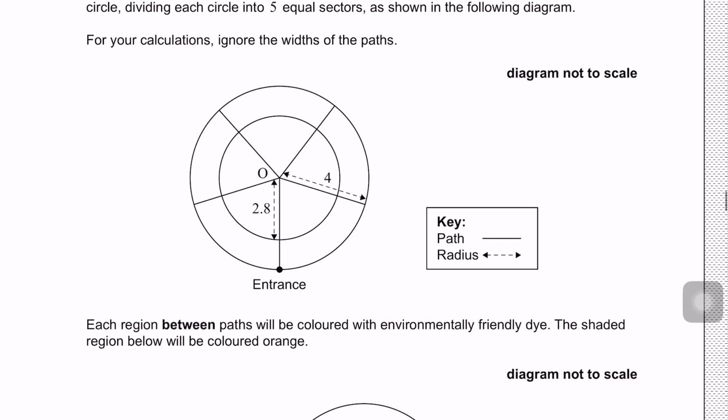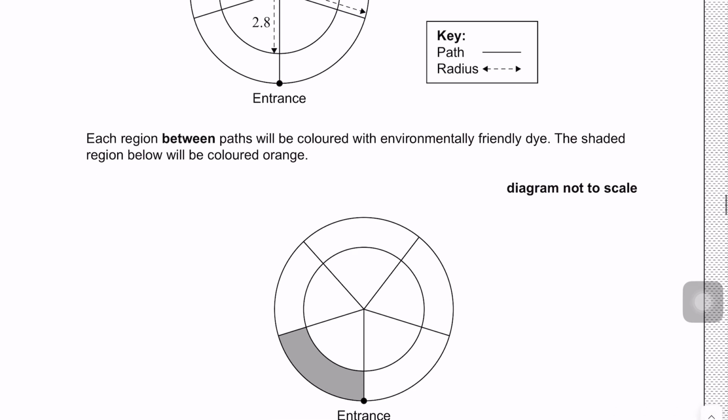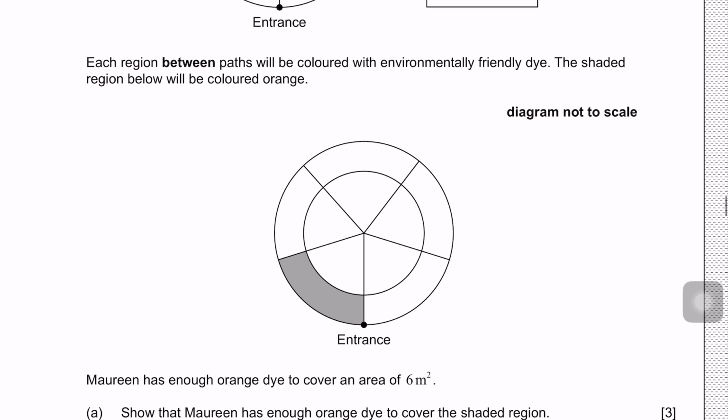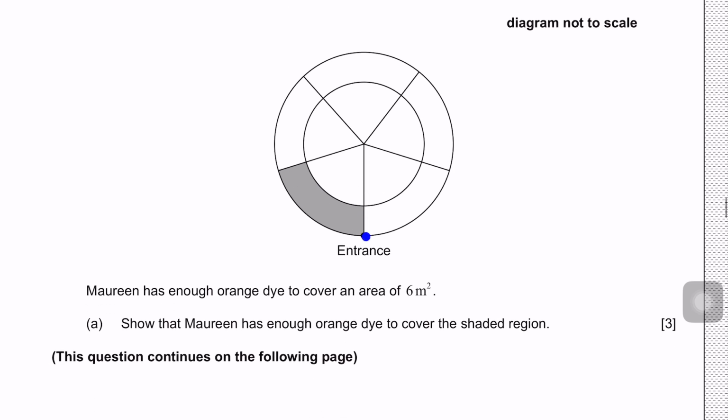Okay, so here's the path, here's the radii. Each region between the paths will be colored with environmentally friendly dye. The shaded region below will be colored orange. Okay, so here it is, coloring this orange. And this is our entrance, I suppose. Maureen has enough orange dye to cover an area of 6 meters squared. Show that Maureen has enough orange dye to cover the shaded region.